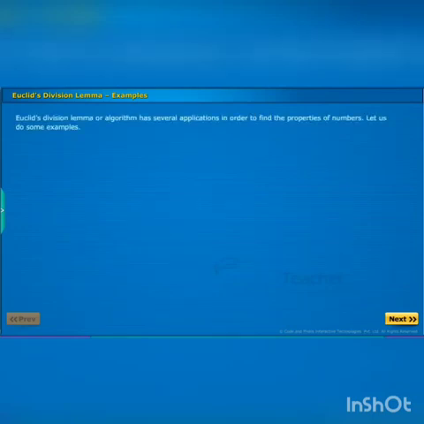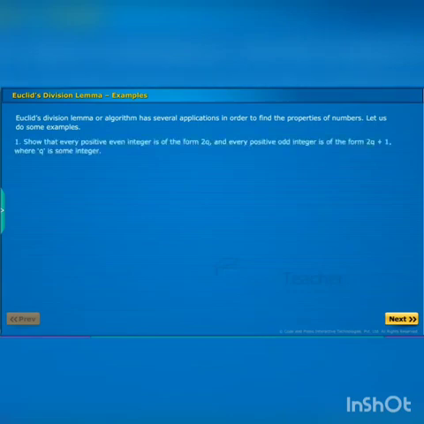Euclid's division lemma or algorithm has several applications in order to find the properties of numbers. Let us do some examples. Show that every positive even integer is of the form 2q and every positive odd integer is of the form 2q + 1, where q is some integer. Solution. Let a be any positive integer and b equal to 2.